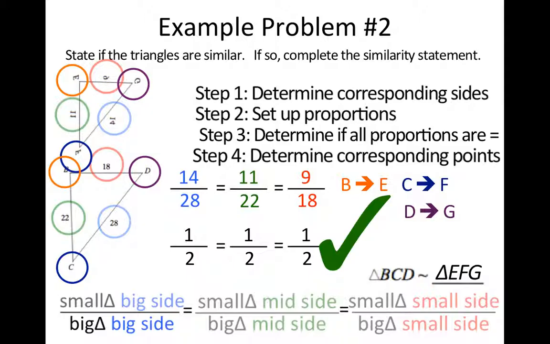And so I wrote it in that order because, again, B corresponds with E, they're both first. C corresponds with F, they're both in the middle. And D corresponds with G, they're both at the end. So I had to make sure that those points correspond so that I could write that triangle similarity statement correctly.